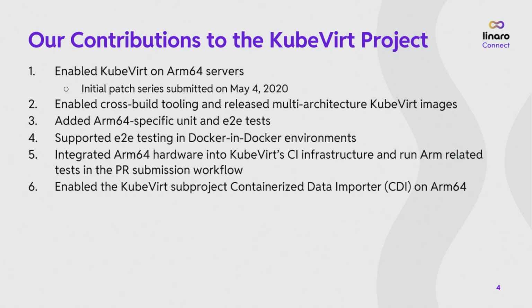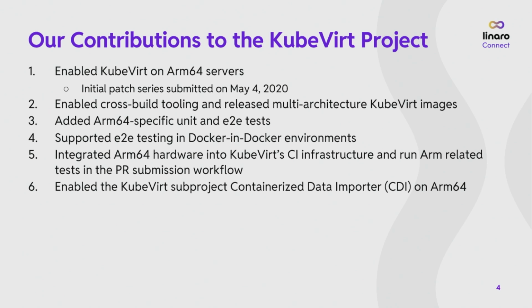Here are the main contributions we made to the KubeVirt project. The first one: we enabled KubeVirt on ARM64 hardware, and the initial patch series was submitted on May 4th, 2020. That's 5 years ago. Secondly, we enabled the cross-build tooling and released multi-arch KubeVirt images and binaries. We also added ARM64-specific unit and E2E tests, and we supported E2E testing in a Docker environment. I will illustrate this part later.